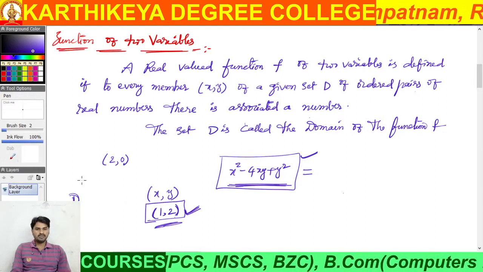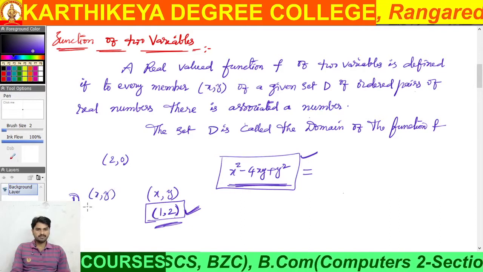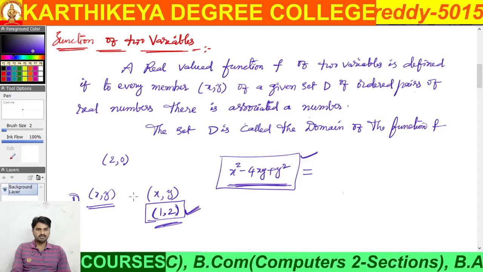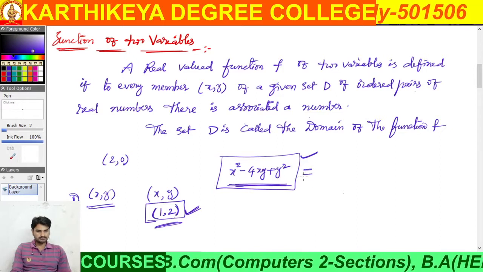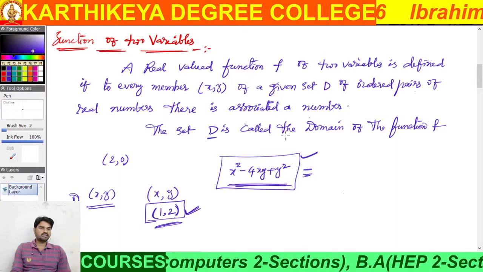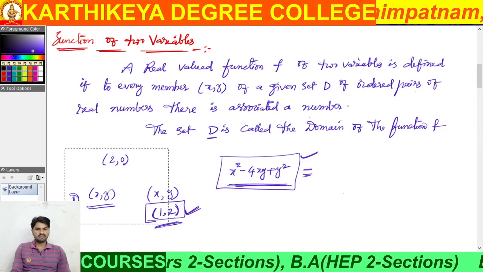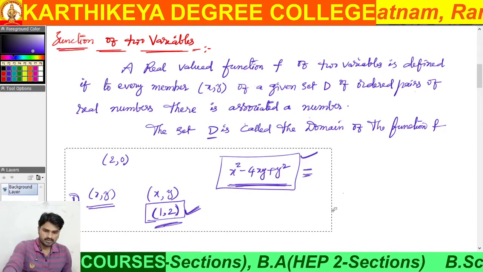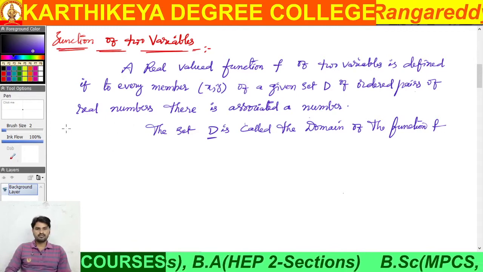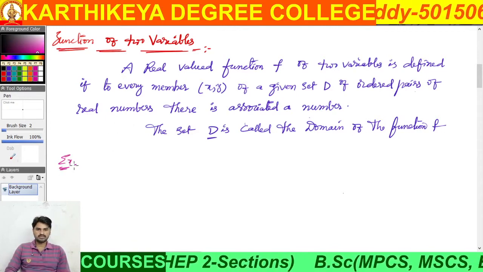The set of all ordered pairs x comma y that you take to find the value of the given function is called the domain of the function. This is the definition of a function of two variables.